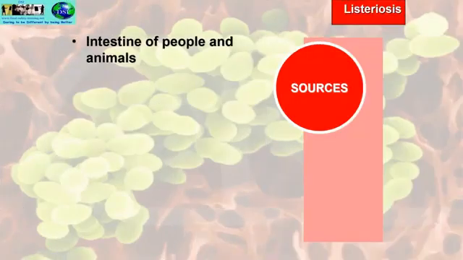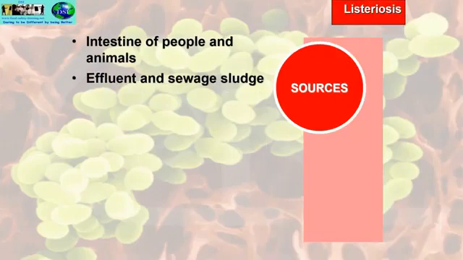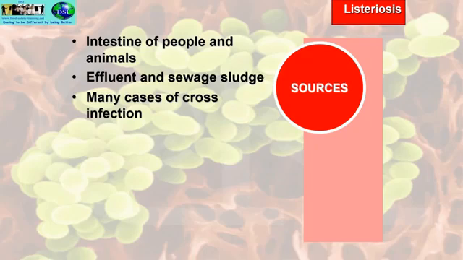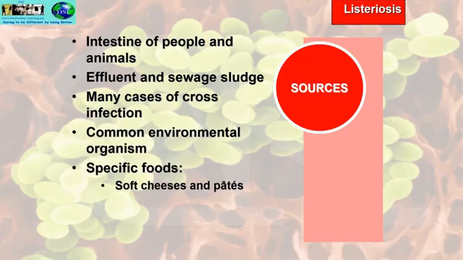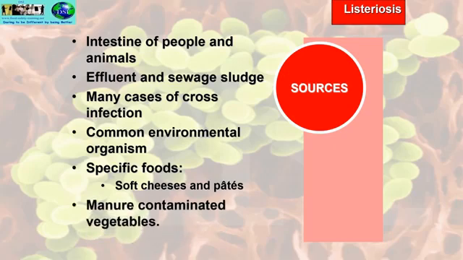Sources include intestines of people and animals, effluent and sewage sludge. There are many cases of cross-infection. It's a common environmental organism. Specific foods include soft cheeses and pâtés, especially cheeses and pâtés that have not been pasteurized, and manure-contaminated vegetables.